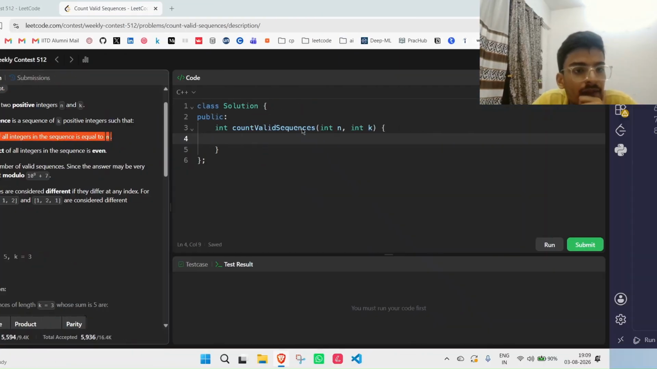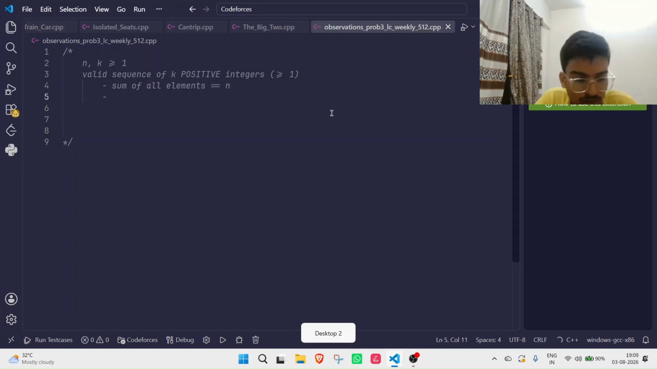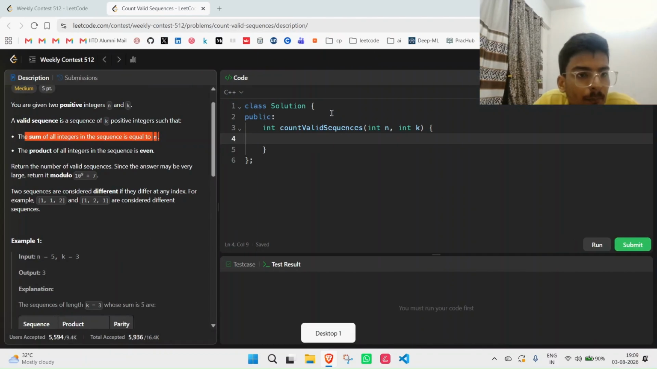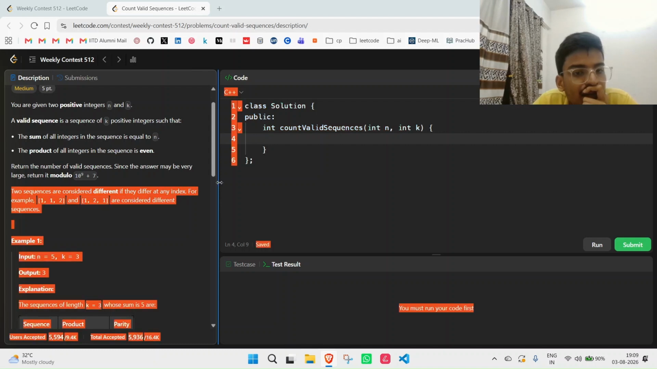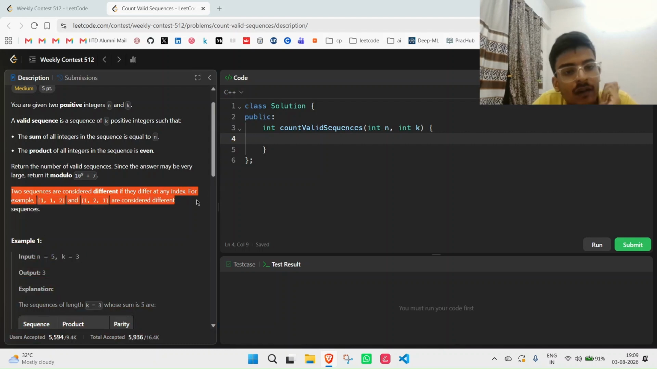Product of all integers in the sequence is even. That's a good point. Product of all elements is even. Return the number of such sequences. Since the answer may be very large, return it modulo 10 power 9 plus 7. Two sequences are considered different if they differ at any index. For example, 1 1 2 and 1 2 1 are considered different sequences.